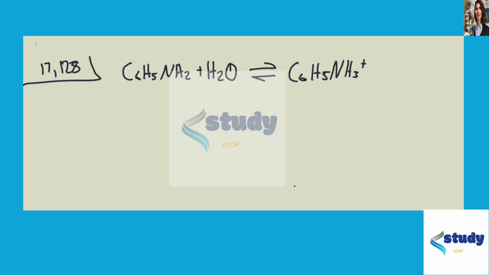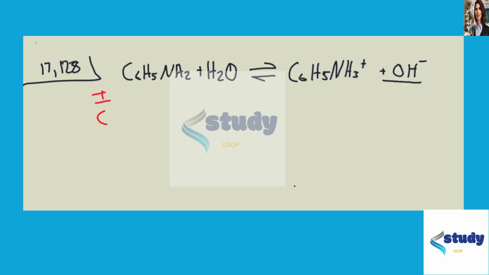So let's go ahead and write our reaction. C6H5NH2, which is aniline, plus H2O produces the conjugate acid and also OH minus. So we need to start with this compound so that we can drive the equilibrium to the left and minimize the conjugate acid. So let's write down our ICE table now.